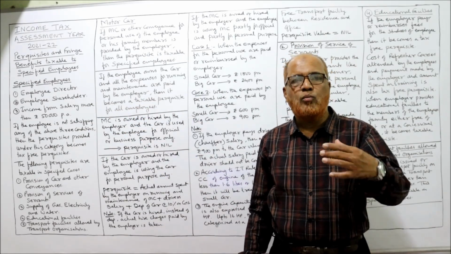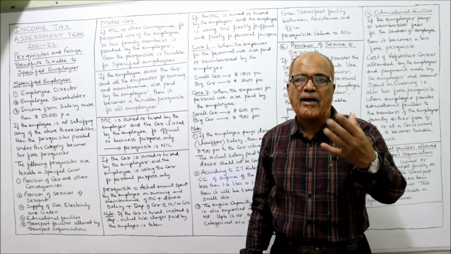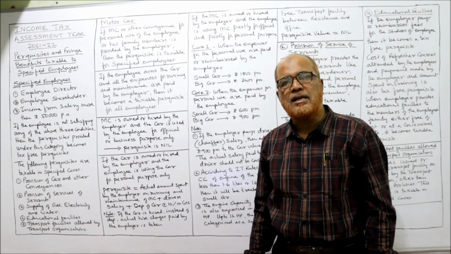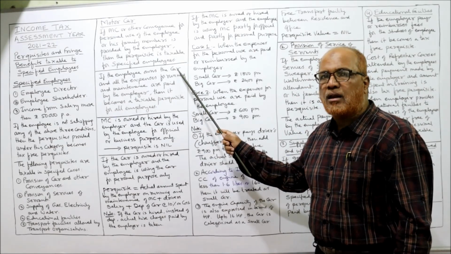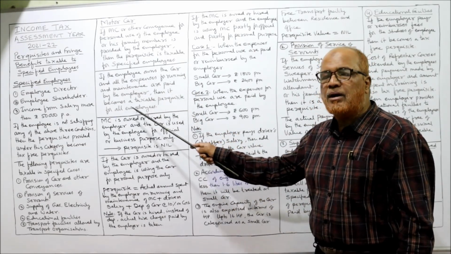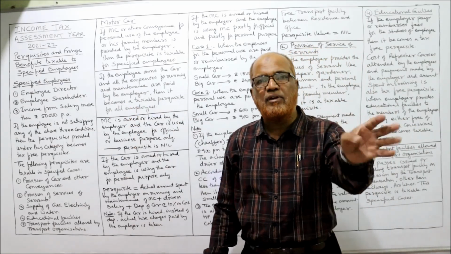So many times motor car or any other conveyance is given by the employer to the employee or their family members. It's a taxable perquisite for specified employees. If the employee owns the car and all expenses for running and maintenance are paid by the employer, then it becomes a taxable perquisite for all employees, not only for specified, everybody.